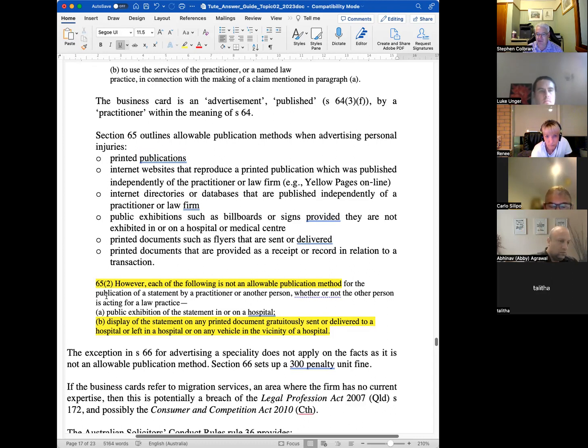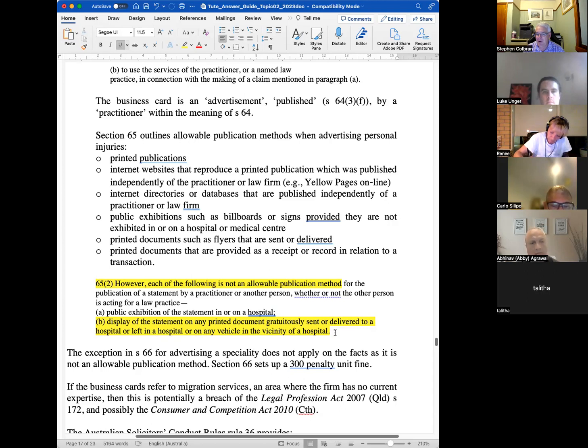And then it says in 65.2, however, each of the following is not an allowable publication. 65.2a is a public exhibition of the statement in or on a hospital. And then B is a display of the statement on any printed document gratuitously sent or delivered to a hospital or left in a hospital or on any vehicle in the vicinity of a hospital.